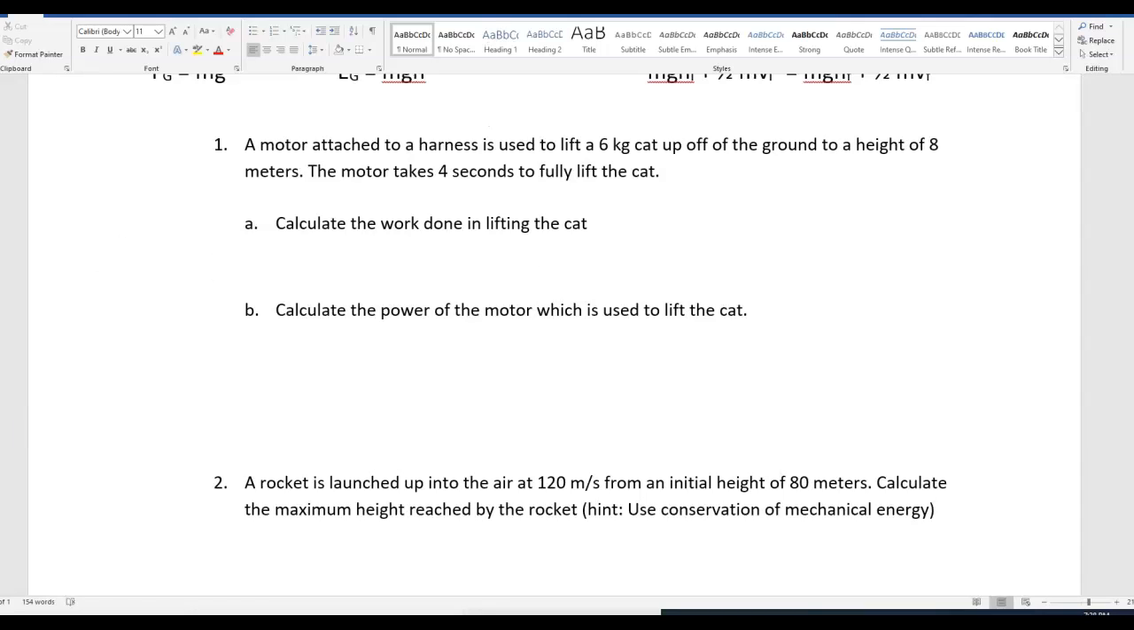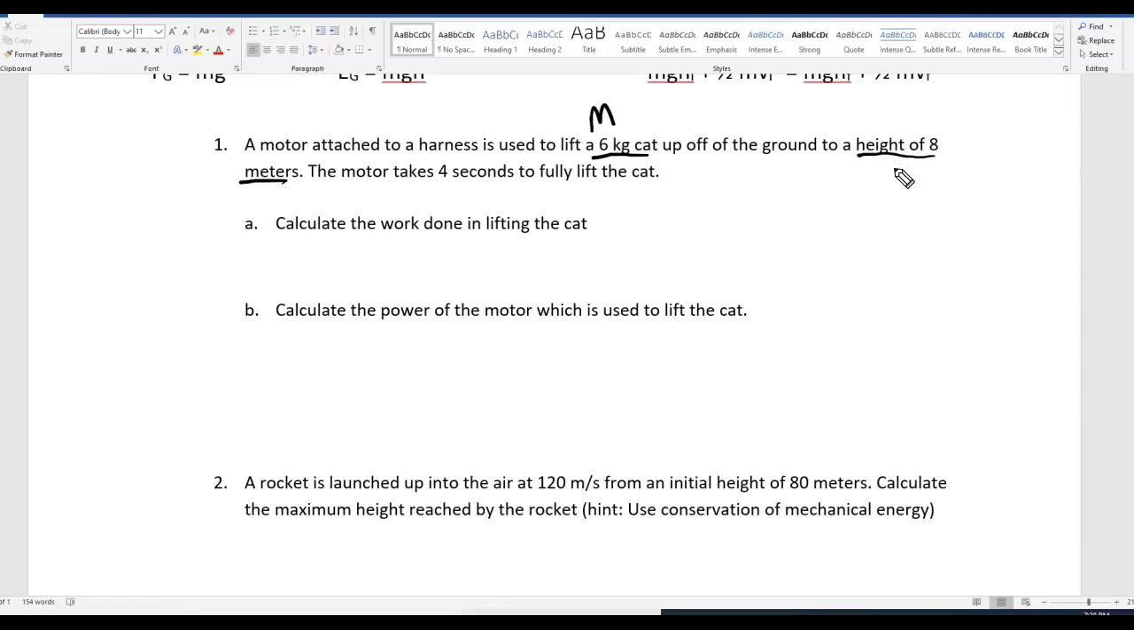Question number 1 says a motor attached to a harness is used to lift a 6-kilogram cat. Okay, so this is a piece of given information. Look at the unit, kilogram, that's the unit for mass. So we have the mass of the cat, which is a pretty heavy cat, by the way. And it's used to lift the cat up off the ground to a height of 8 meters.